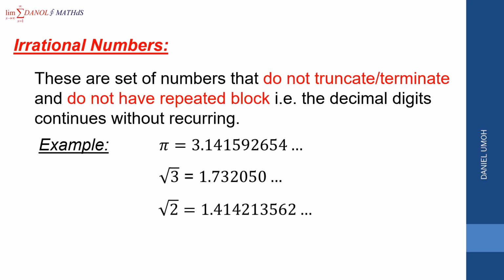Another classical example is the square root of 2. You can see the value of the square root of 2. There is no repeated block. So all these sets of numbers are called irrational numbers. Now, having understood what rational and irrational numbers are, let's look at the concept of surds.